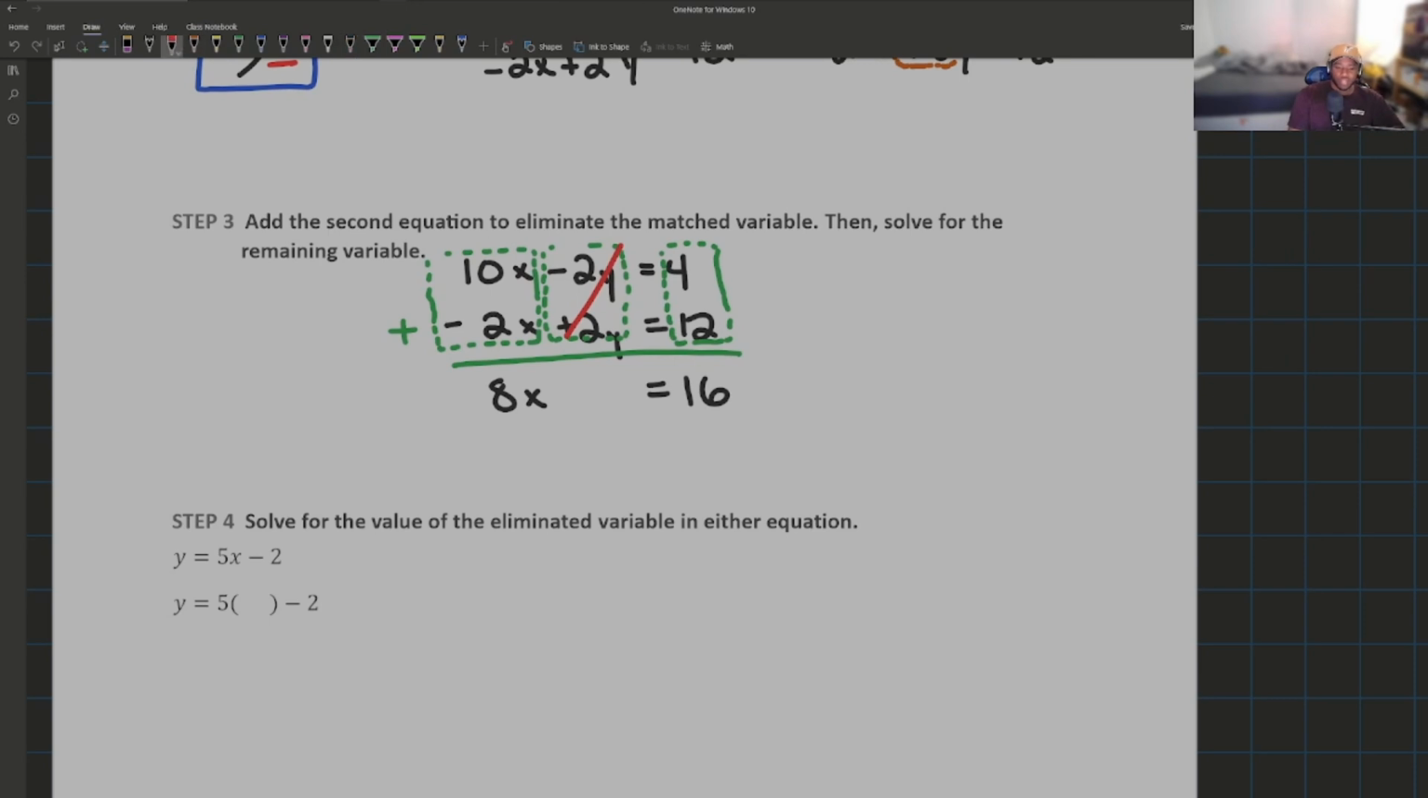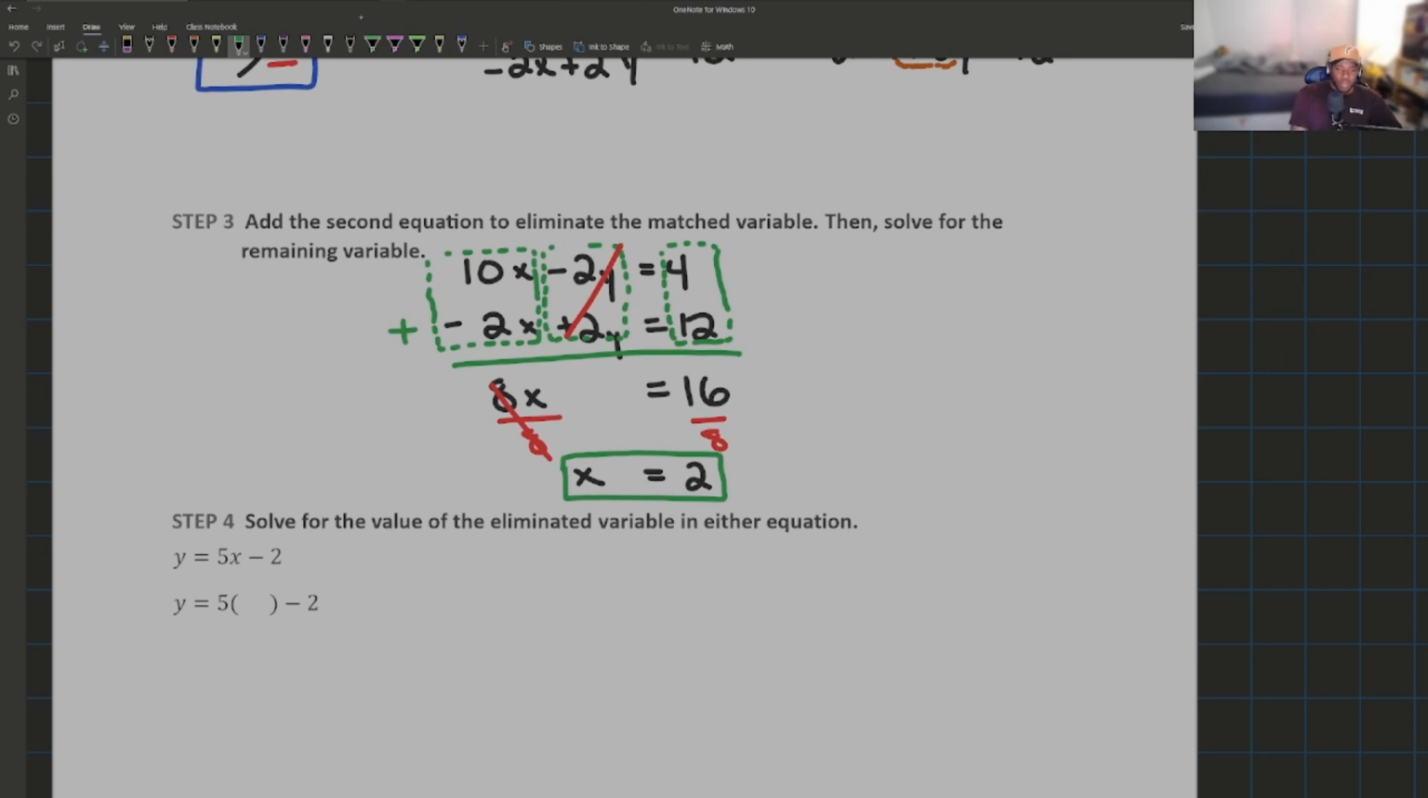And now the only thing we have left to do to get x by itself is divide both sides by 8, which should be familiar from the substitution video. Doing that leaves us with x equals 2. And now we have an x value for our solution.